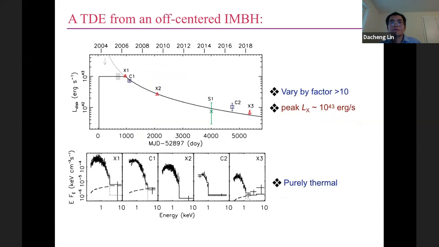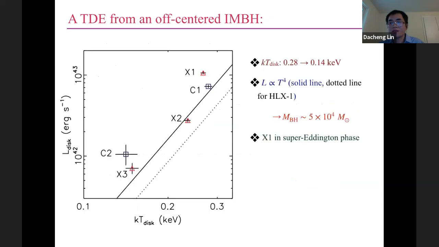And this is the light curve and the spectra at different epochs again, and it is clear that it is in outburst with a peak luminosity of 10^43 erg per second. This is very high for an off-nuclear source. The X-ray spectra are soft and can be fitted with a standard thin disk. If you plot this luminosity versus the inner disk temperature, it is remarkable that the data follow the L ∝ T^4 relation as expected for a standard accretion disk.